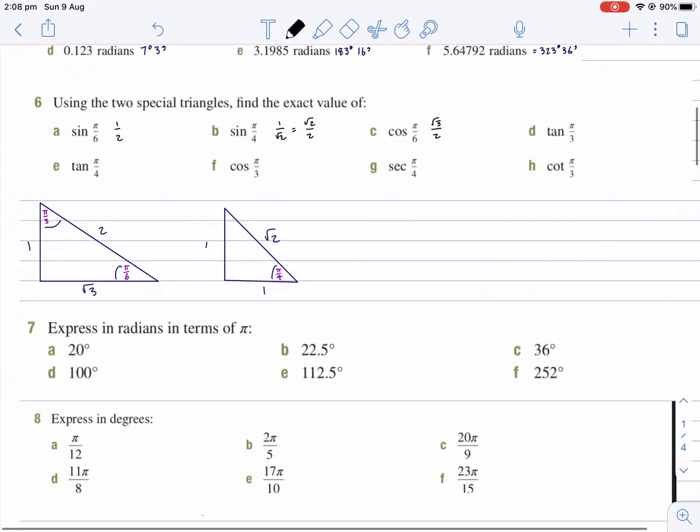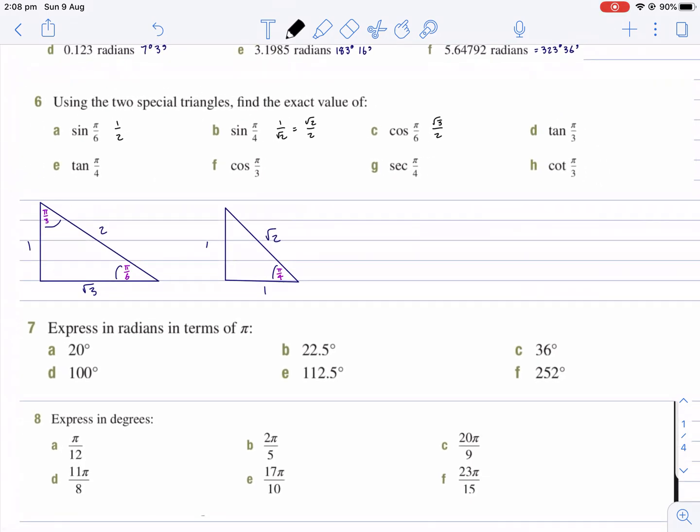Cos pi on 6, root 3 on 2. Tan pi on 3, this time opposite over adjacent, so root 3 on 1. Tan pi on 4, 1 on 1. Cos pi on 3, adjacent over hypotenuse, 1 on 2. Sec pi on 4, which is 1 on cos, so it's cos upside down. So cos pi on 4 is 1 over root 2. But because it's sec, it's this upside down, it's root 2 over 1, which is root 2.